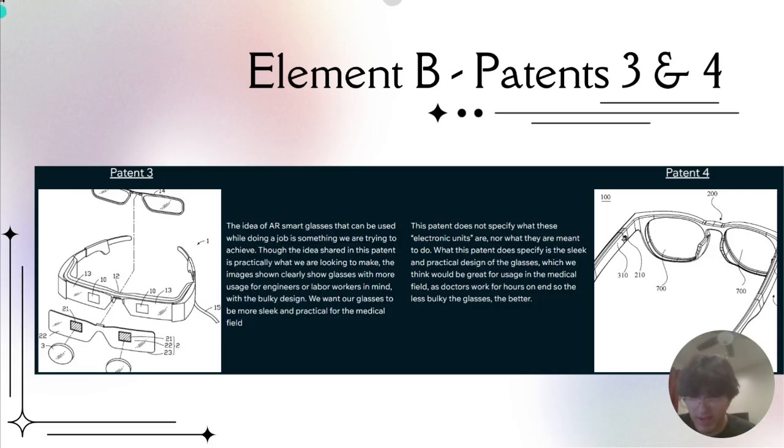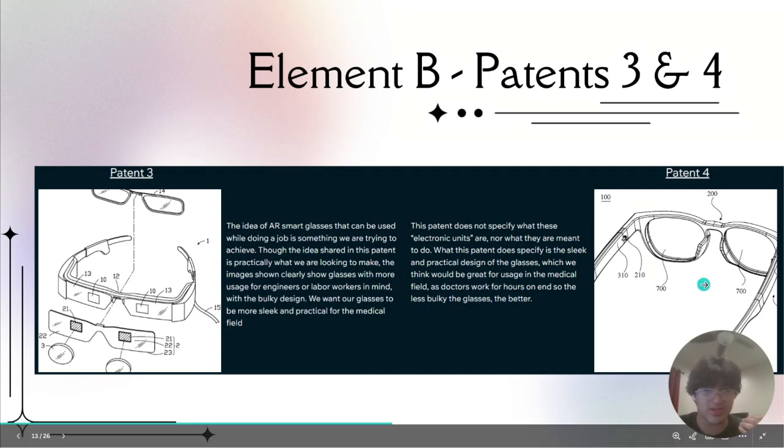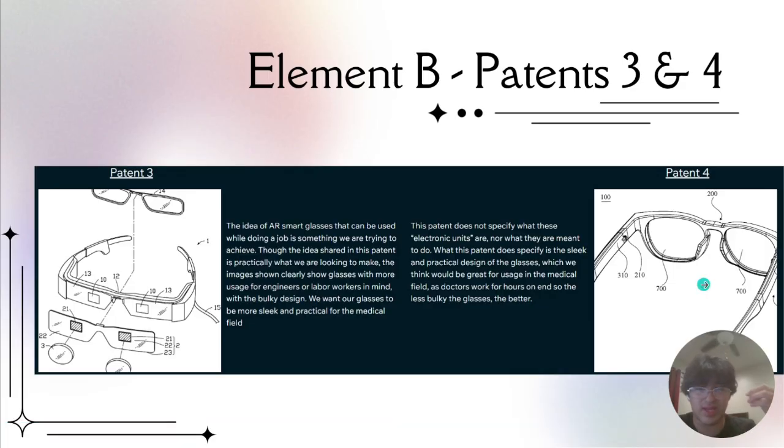The one on the left here, patent number 3, talks about using the AR technology in jobs, though it specifies more for engineers or labor workers, which you can clearly see in the design is more bulky, while patent 4 is something sleek. It doesn't really talk about the electronic units, but it shows a sleek design, which is something we want to go forward with due to this being in a hospital, so obviously you don't want to be wearing something bulky on your face the whole time.